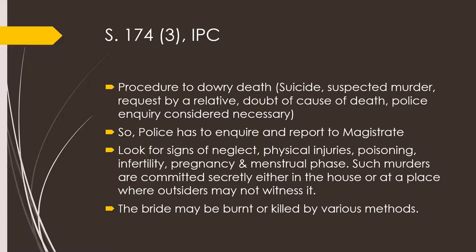And in case of dowry death or suspected dowry death, we have to look for signs of neglect, physical injuries, poisoning, infertility, pregnancy, and if she is in the menstrual phase. And such cases of dowry death may be committed secretly either in the house of the victim or at the place where outsiders may not witness it. And the common procedures are like the bride may be burned or killed by various methods.